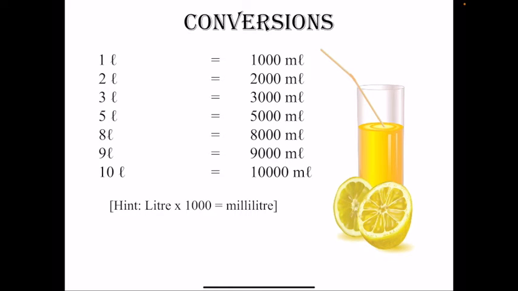Then 2 liter is equal to how many milliliters? Yes, I told you while revising length and weight also that you have to multiply with the basic relation. I have given you the hint here. Liter multiplied by 1000 is equal to milliliter you will get. Understood, children? So 2 liter will be equal to 2000 milliliters.